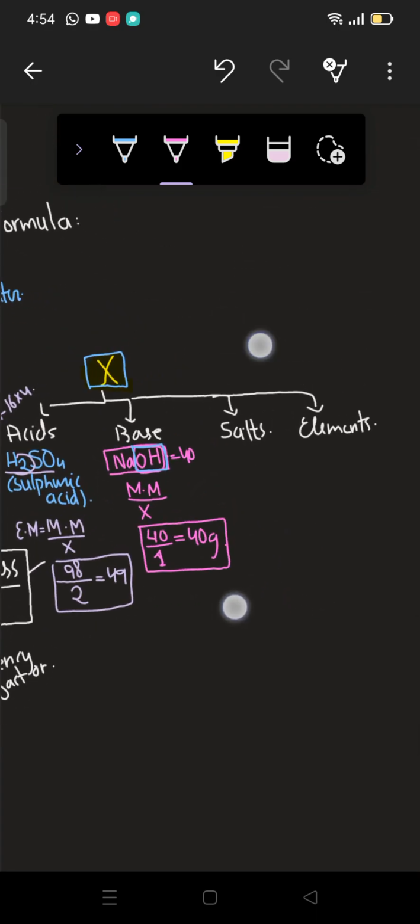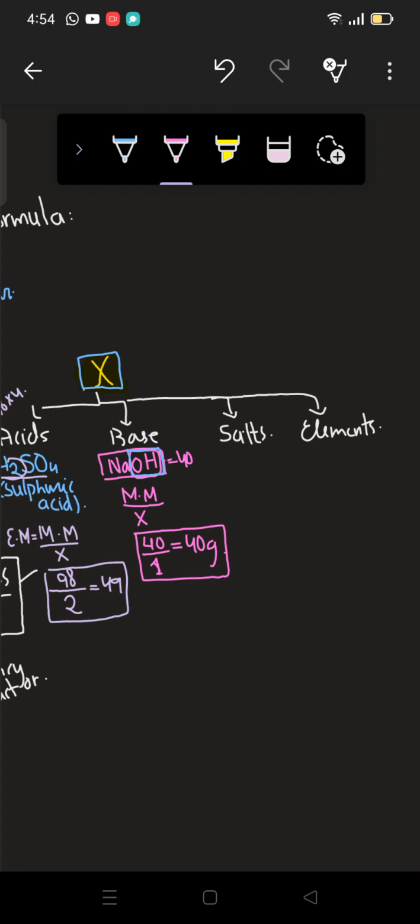Now let's come towards salts. For salts, this X is represented by the number of positive charges on the salt.